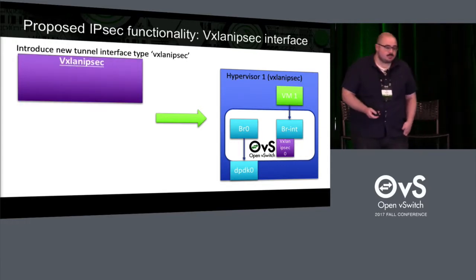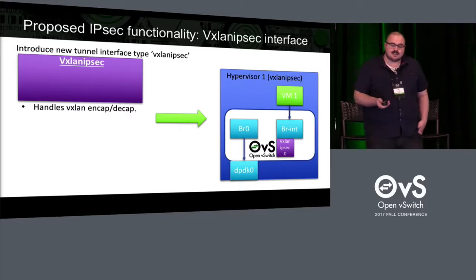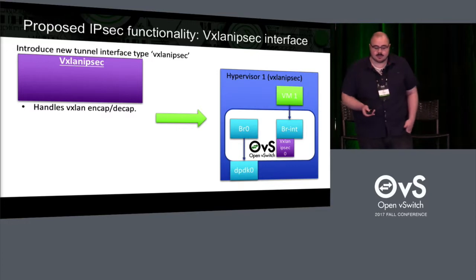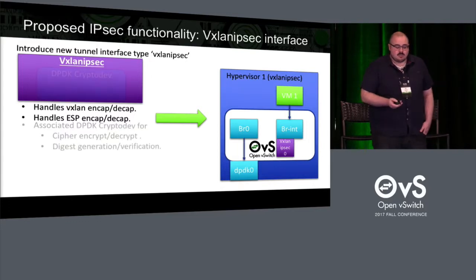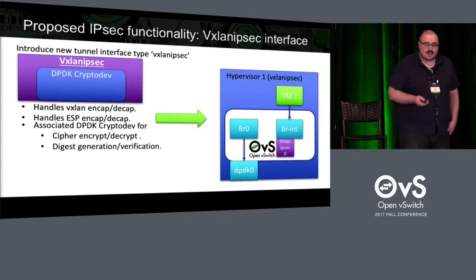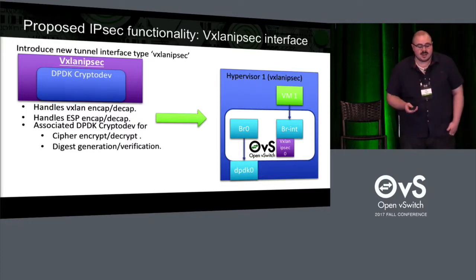Well, the VXLAN IPSEC port still handles VXLAN encap and decap. IPSEC works at the IP layer, so we still need to guarantee that we have the IP header. So let's just encap it with VXLAN anyway, as usual. But it'll also handle the encap and decap of ESP. More to that, we have an associated DPDK cryptodev. So if anybody's not familiar, in DPDK, this is a cryptodev API library. It kind of handles things like cipher encryption, decryption, digest generation, and verification.